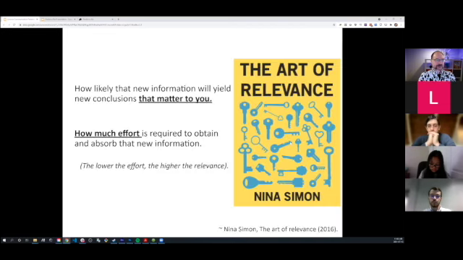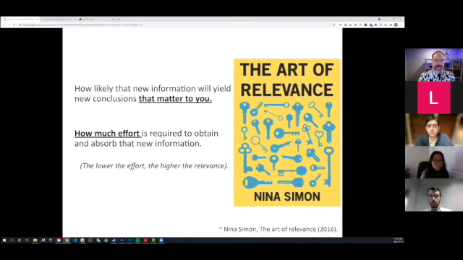There's this book by Nina Simon that has a bunch of these concepts in it. This book really changed the way that I think about our work. So I really recommend that you read this book, and she's another great person to follow, because she talks about how likely it is that new information will yield new conclusions that matter to you. That's what makes something relevant.